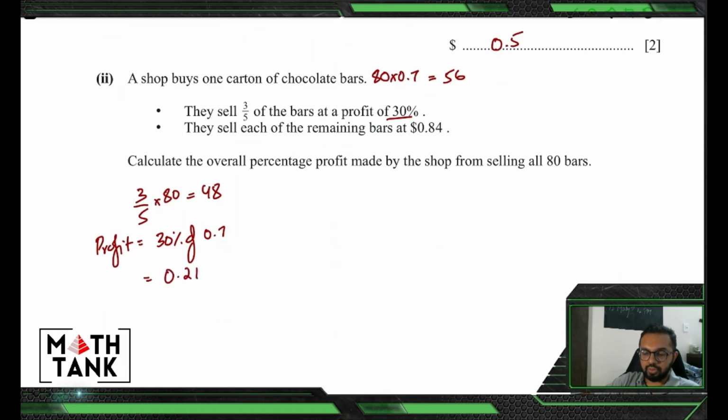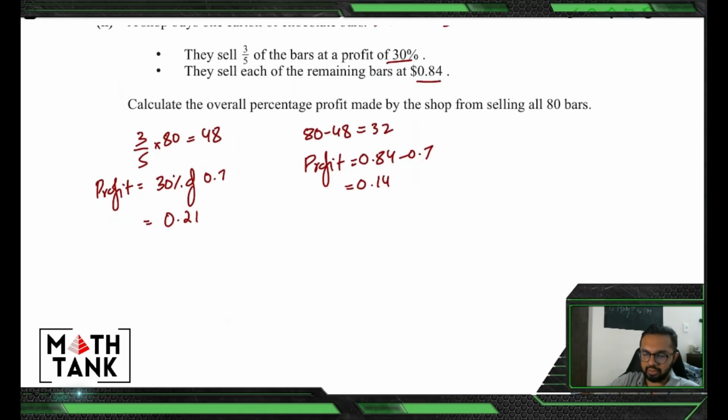For the remaining bars, how many were remaining? 80 minus 48, that means 32 were remaining. They sold each at a price of 0.84, which means that the profit should have been 0.84 minus 0.7, which is 0.14. So the profit for these bars was 0.14. So can I say that 48 into 0.21 plus 32 into 0.14, divided by the cost, should be the profit percentage? Let's first calculate the total profit. Let's see what we get.